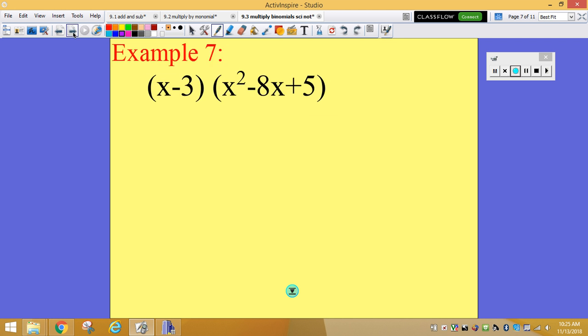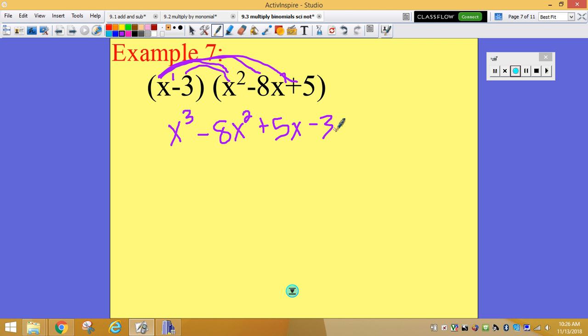Let's do one more just to make sure you got it, of this kind. So x times x squared is x to the third. I added my x's. X times negative 8x is negative 8x squared. Again, 1x plus 1x is 2, or the x to the first add. 5 times x is 5x. Do the same thing with the negative 3. So I get negative 3x squared. Negative 3 times negative 8 is a positive 24x. Negative 3 times 5 is negative 15.